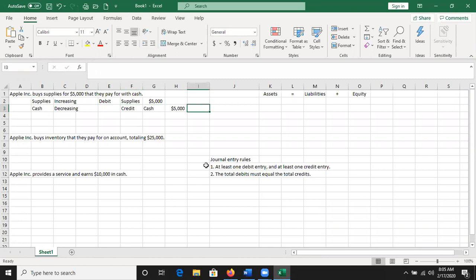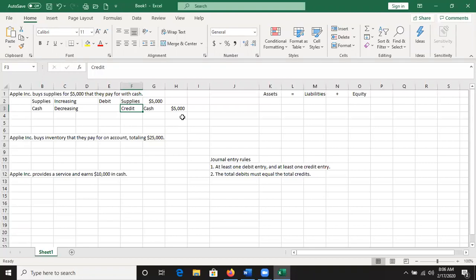Journal entries must always, always have at least one debit entry and at least one credit entry. We have one debit and one credit, so we get that rule. Then the total debits must equal the total credits. 5,000 equals 5,000. So we're good. We're perfect.